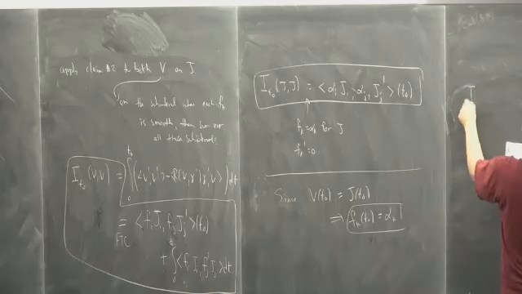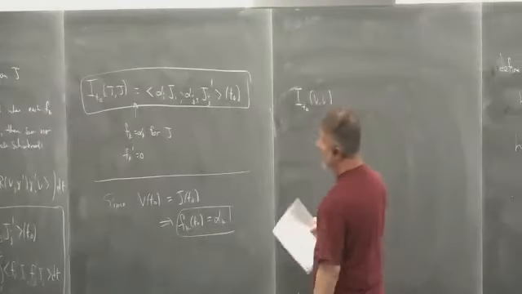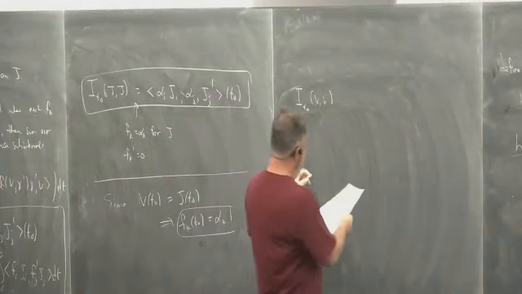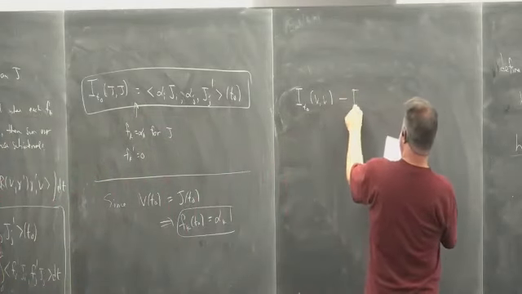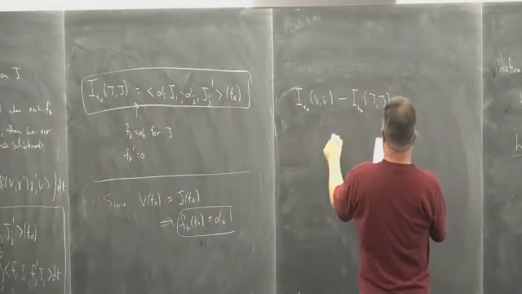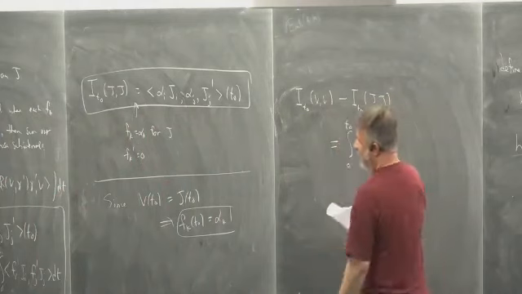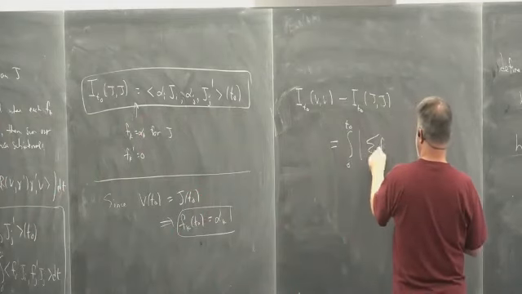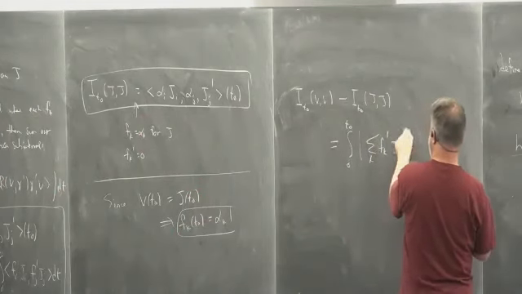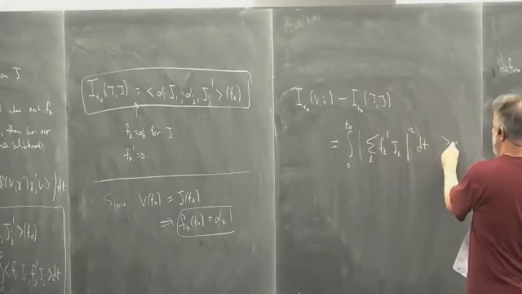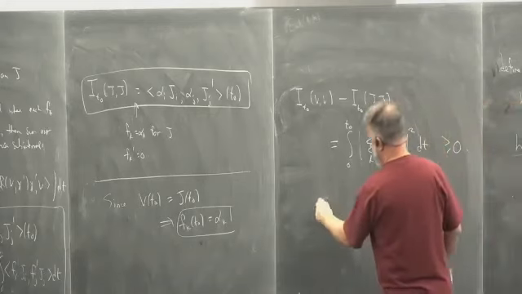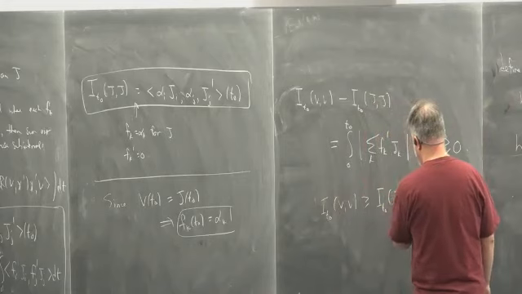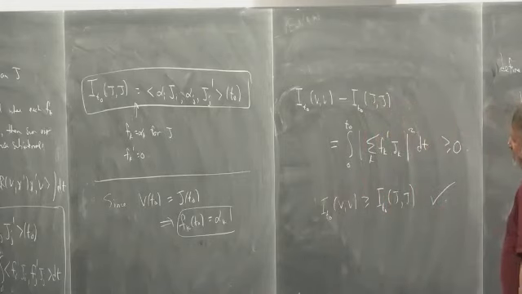So we get that I T naught of VV, I mean, this is true for all T, right? But in particular, it's T naught, minus I T naught of JJ is just equal to the integral from zero to T naught. What is this expression? This is the sum over K, FK prime JK all squared, which is greater than or equal to zero. Okay, so we've shown that I T naught of VV is greater than or equal to I T naught of JJ. That was the index lemma. That's what we wanted to show.